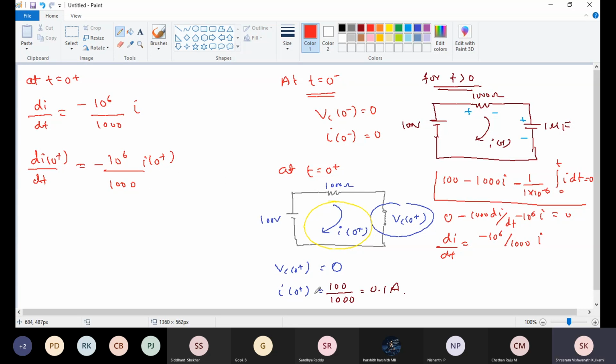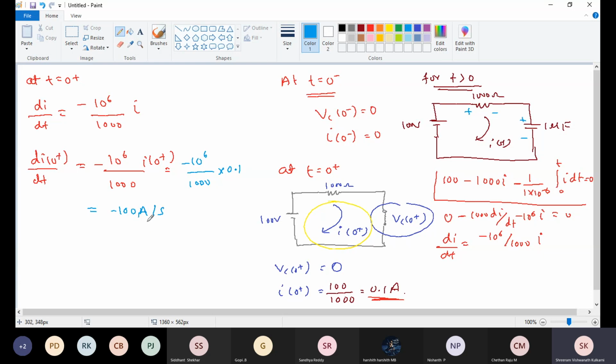Okay, we know I of 0 plus. See here, what is I of 0 plus? 0.1 amperes. Here I am simply substituting minus 10 raised to 6 into 0.1. I'll get minus 100 ampere per second. Why? Because di by dt is in ampere per second.